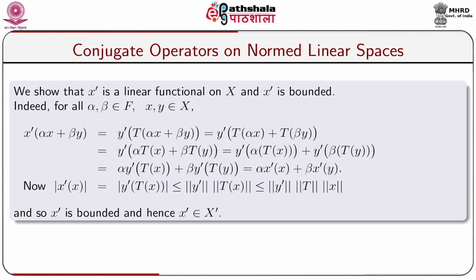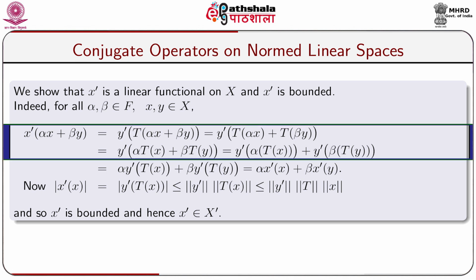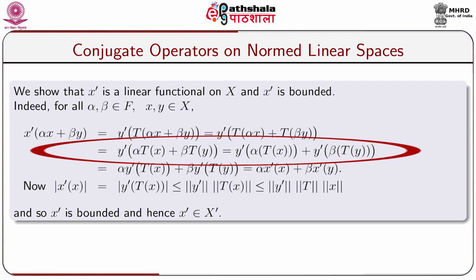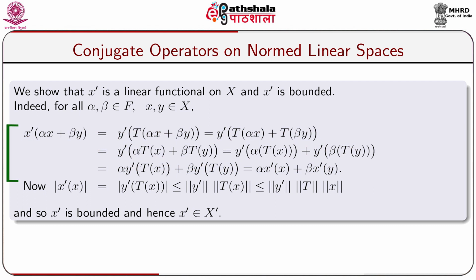For all alpha, beta belonging to F, the field of scalars, let us take x, y belonging to X. Now, x'(alpha x plus beta y) equals y'(T(alpha x plus beta y)), which is equal to y'(T alpha x plus T beta y), which is equal to y'(alpha Tx plus beta Ty), because T is linear. This is again equal to y'(alpha Tx) plus y'(beta Ty), which equals alpha y'(Tx) plus beta y'(Ty), which equals alpha x'(x) plus beta x'(y). This shows that x' is linear.